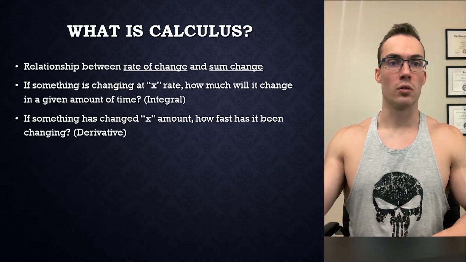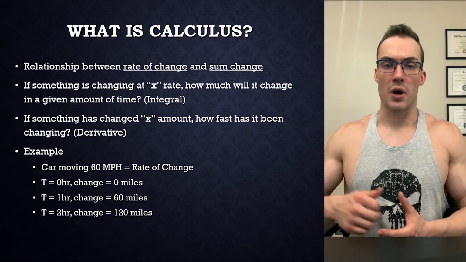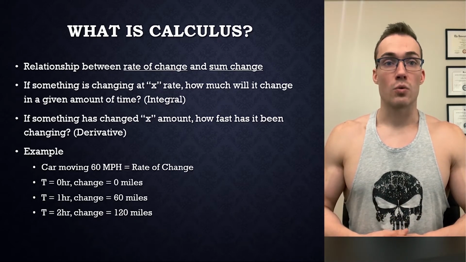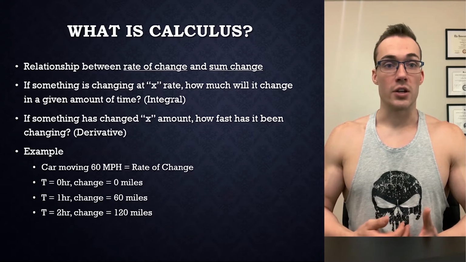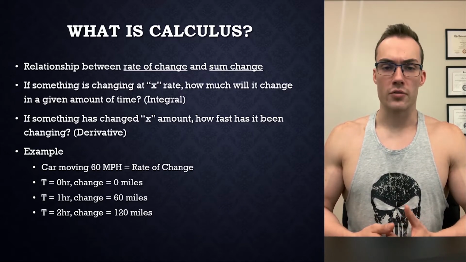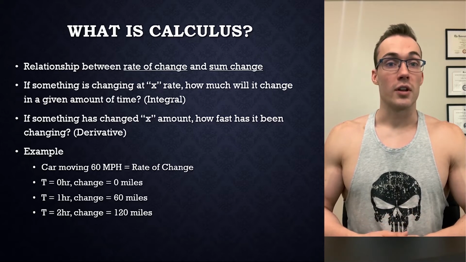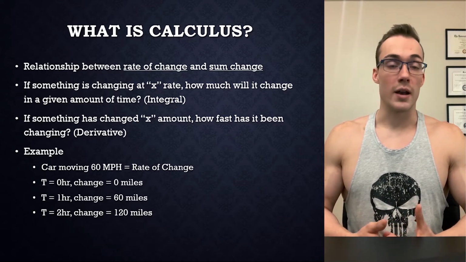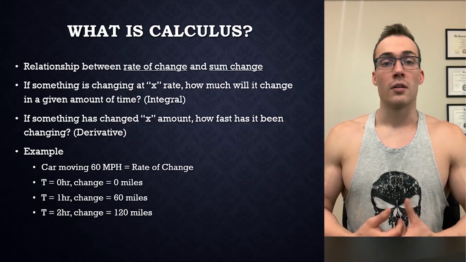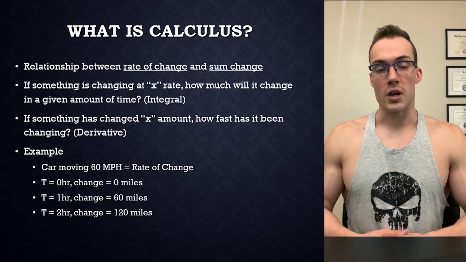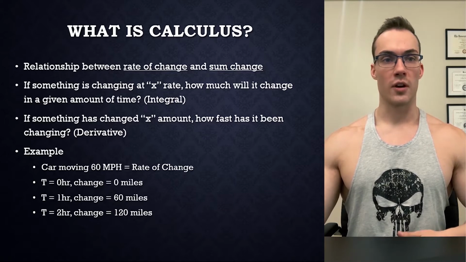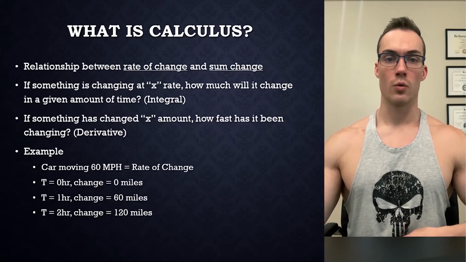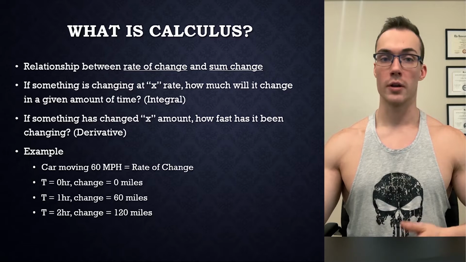Just as a quick example, if we have a car moving at 60 miles an hour, the change that we're talking about is where the car is, its position, and that's changing 60 miles every hour. So the 60 miles per hour is an example of a rate of change, and then we can look at the individual distances that it would have gone at any given point in time. Those are examples of the sum change that will have occurred. Obviously very simple, and you've probably solved this type of problem before using algebra, but we're going to use it to demonstrate what an integral looks like.